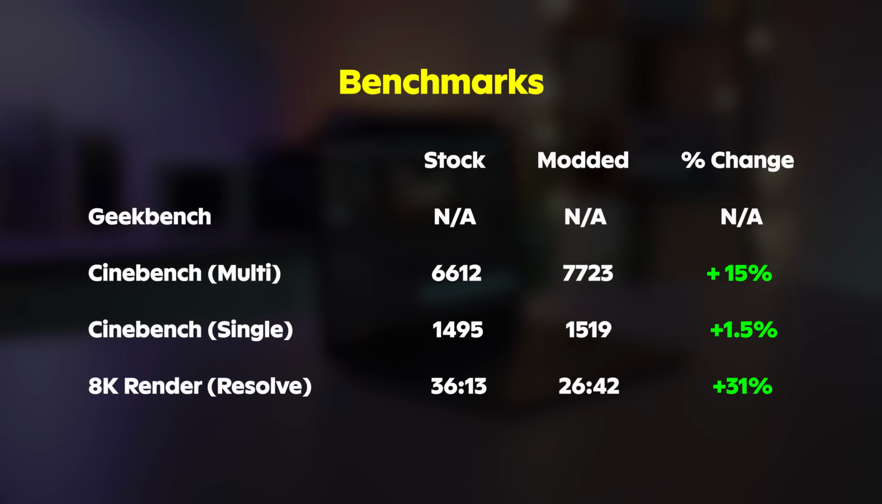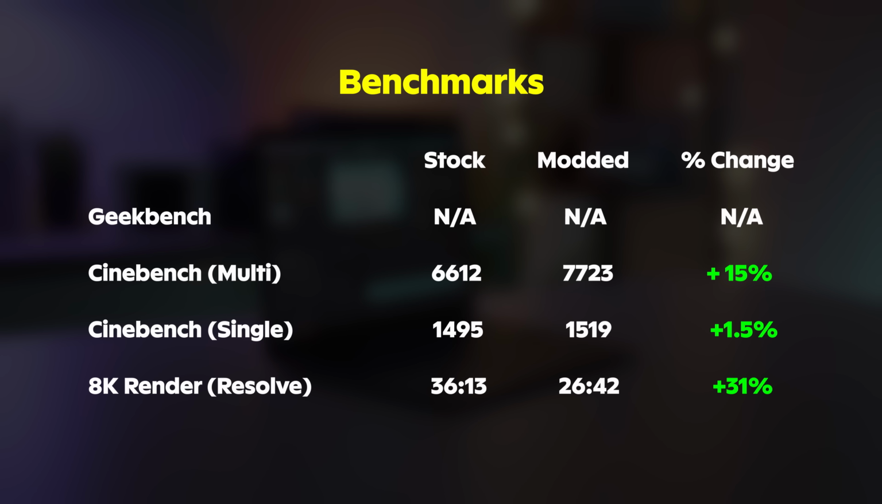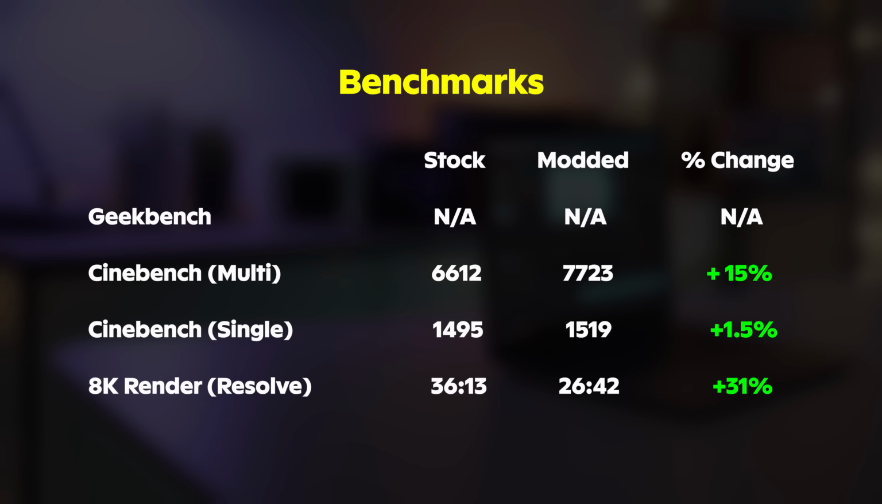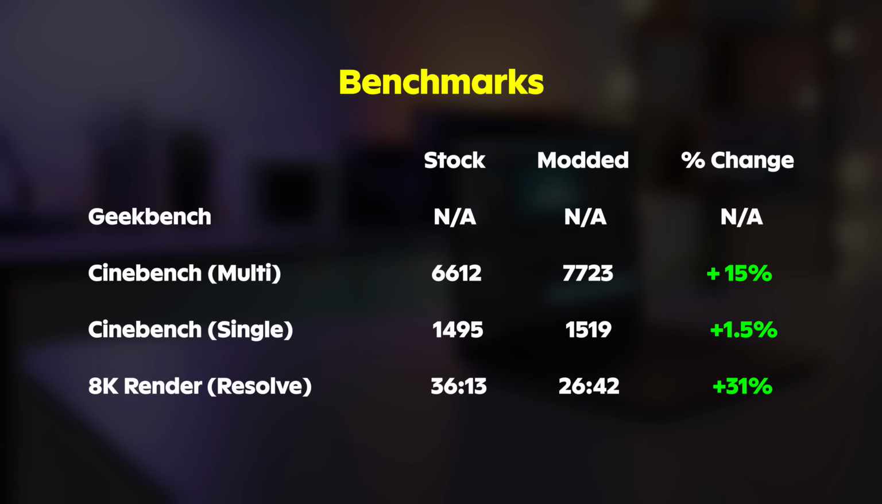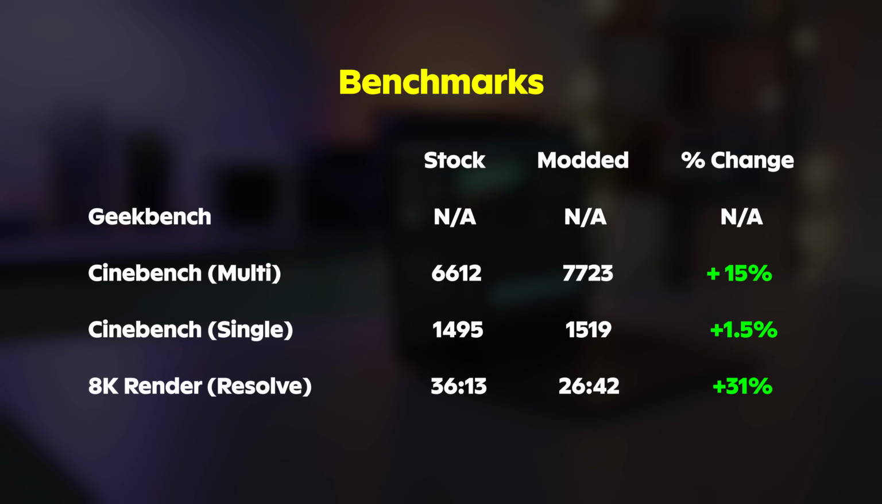However, Cinebench is much more intensive and therefore will put more strain on the M1 chip, and you can see here the modded M1 gained a 15% increase in performance for multi-core and 1.5% for single core. The single core test only uses one core, as the name suggests, and will generate almost no heat, hence the very negligible difference. Finally, and this is the best part, the 8K raw Resolve render was even more noticeable.